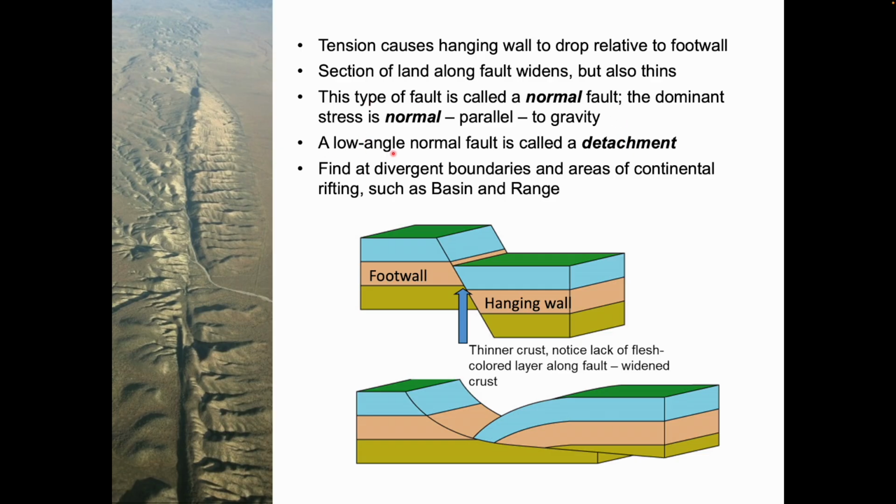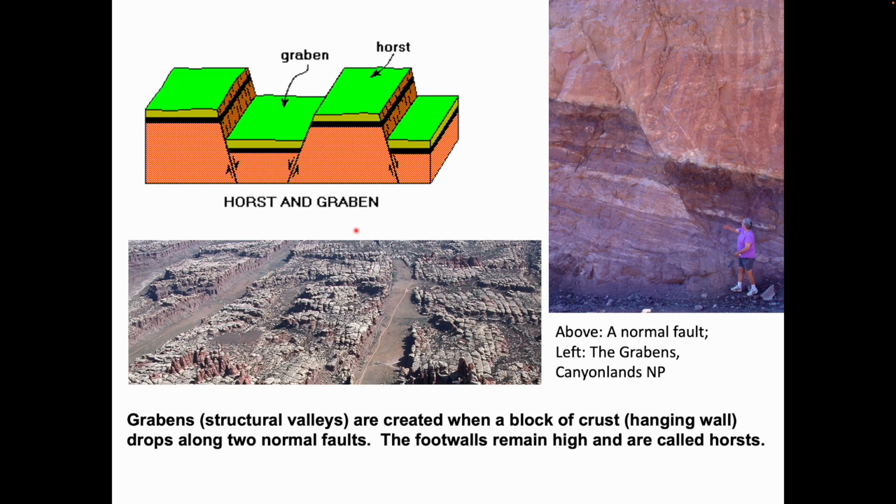A very low angle, so very shallowly dipping, normal fault is called a detachment, and we'll talk about detachments when we get to Death Valley National Park. You can see that in this lower half of the diagram, where we have a very low angle normal fault accommodating a huge amount of dip slip, and that causes a huge amount of folding and also a scoop or spoon shape to this fault surface. We find these kinds of faults at divergent continental boundaries and areas of continental rifting or thinning, such as the Western North American Basin and Range. And I'll talk about that right now.